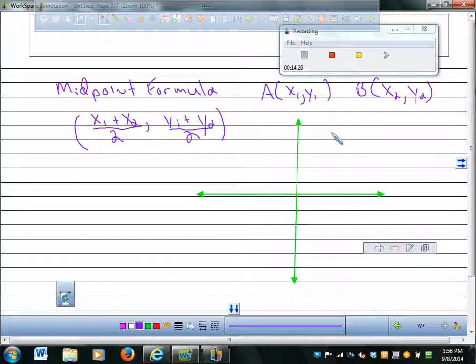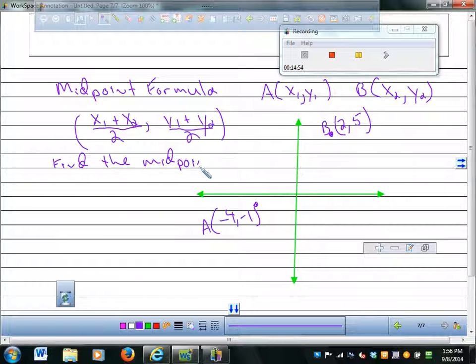So say I have this point over here. Say this is a point 2, 5. And we'll call this point B. And over here I'll have the point, let's call this -4, -1. And I'll call this point A. And I say find the midpoint. Could you do that? Okay.